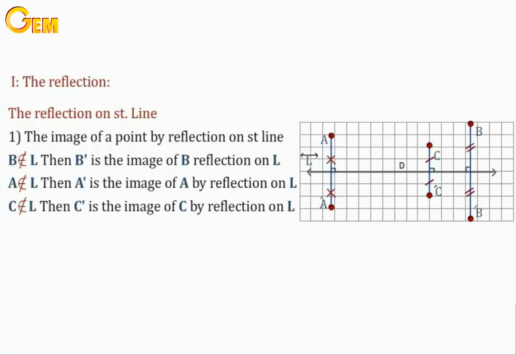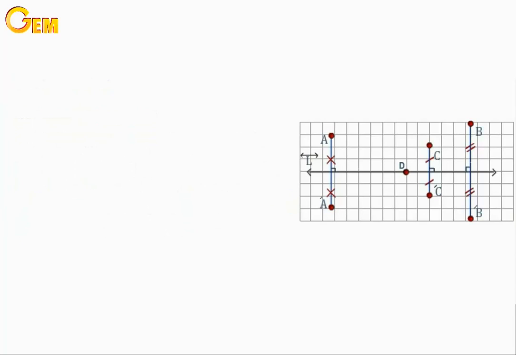Point C doesn't belong to the straight line L. Then C dash is the image of the point C by reflection on L. D belongs to the straight line L. Then the image of D is D itself.